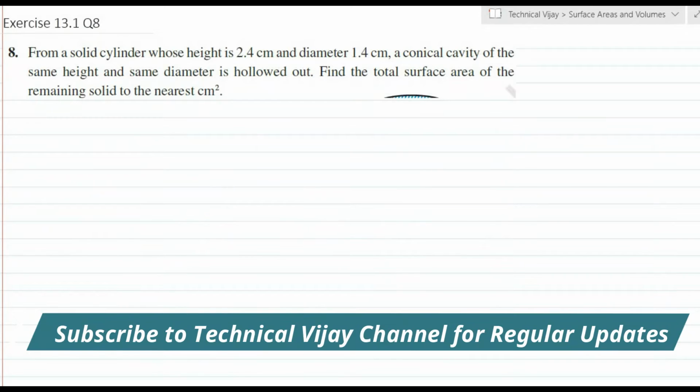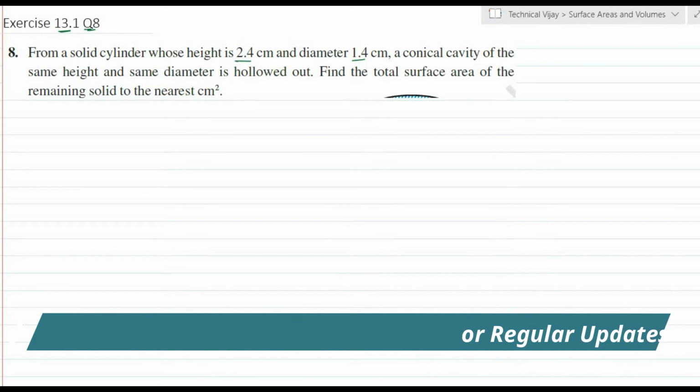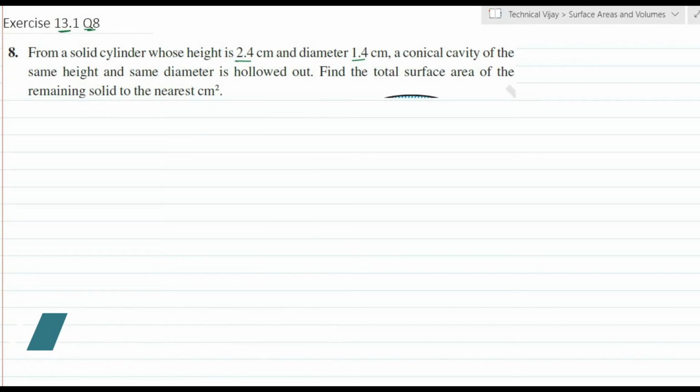Exercise 13.1, question number 8. From a solid cylinder whose height is 2.4 centimeter and diameter is 1.4 centimeter, a conical cavity of the same height and same diameter is hollowed out. So it has been taken out. Find the total surface area of the remaining solid to the nearest square centimeter. So we have to approximate that area afterwards. One solid cylinder is there.